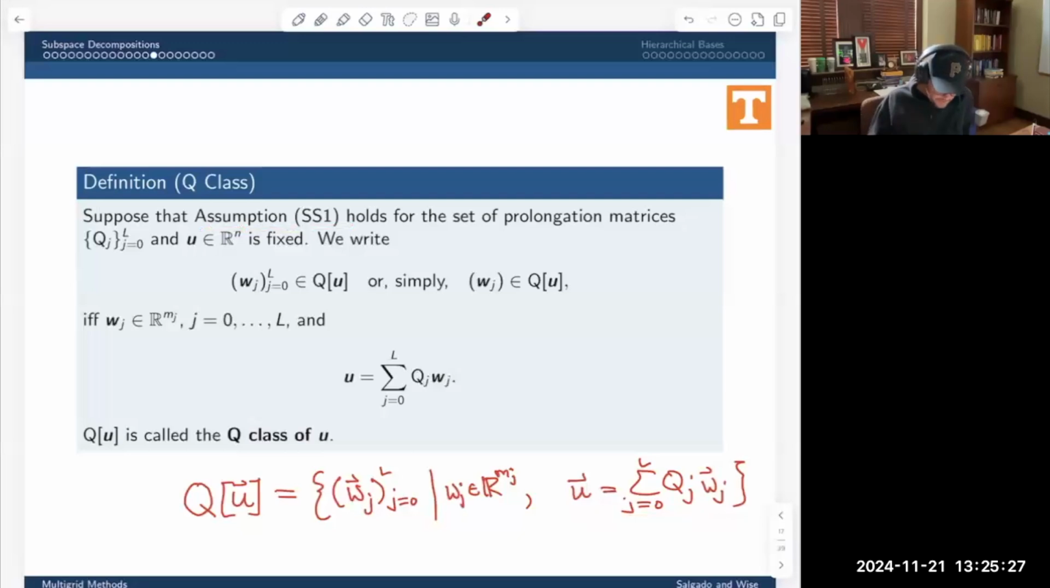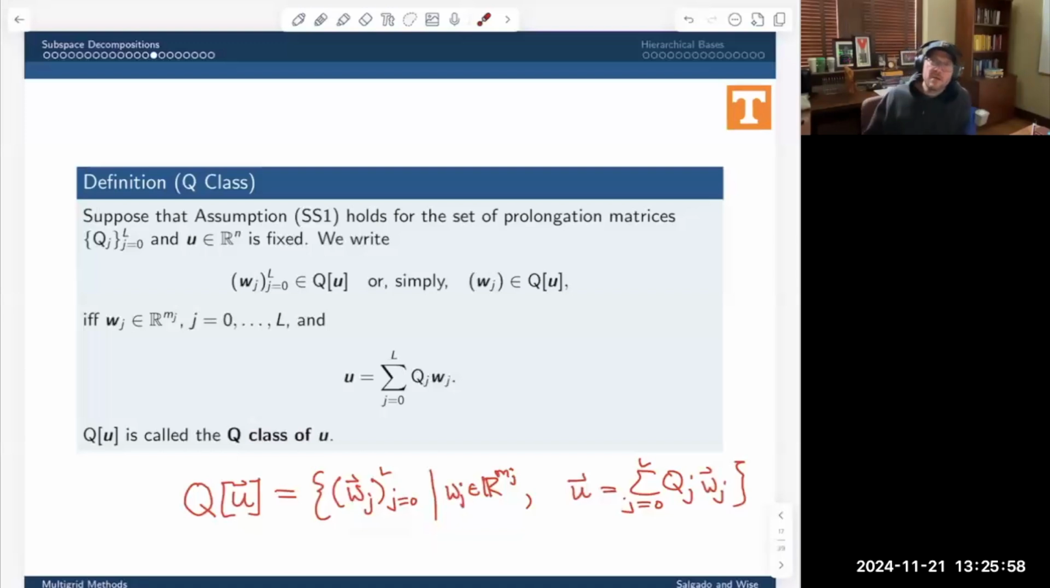Now, if you give me U, I'm asking for, in this definition of the Q class, the set of all possible breakdowns of these vectors Wj, such that I can get U to be written as a sum which looks like that. Okay? So again, if there's only one way, then there's only one element in here. But at least I know this set, this Q class of U, always contains at least one element. But it could contain a lot more elements. It could be an infinite number of elements.